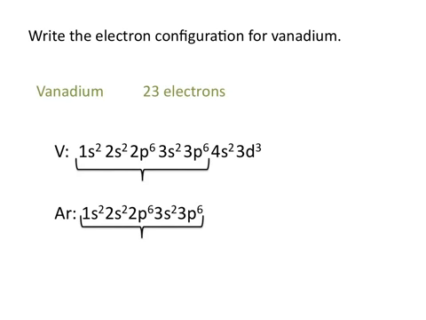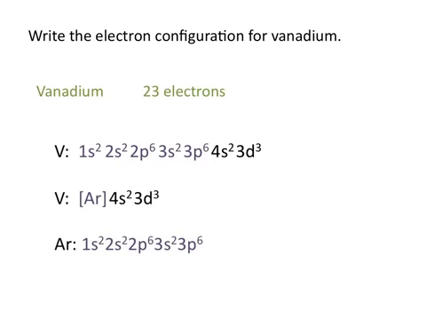From the previous slide, I've drawn our electron configuration for argon. So you can see that the electron configuration for argon is exactly the same as the first part of the electron configuration for vanadium. So oftentimes we write electron configurations abbreviating the inner shell electrons with the noble gas configuration. So I would write the electron configuration for vanadium as an argon core followed by 4s2 3d3.